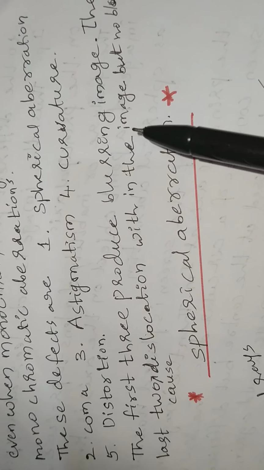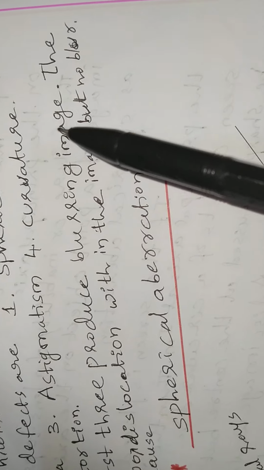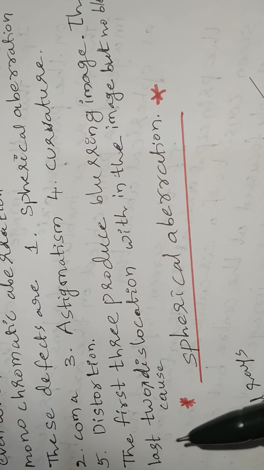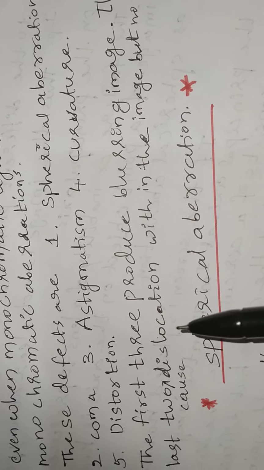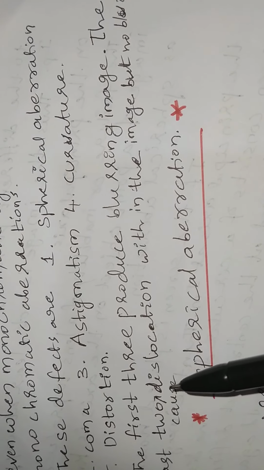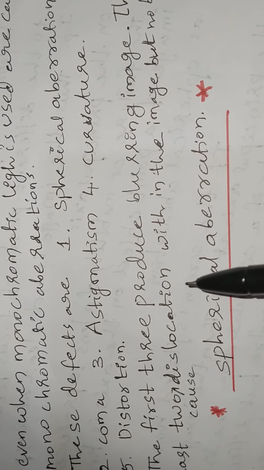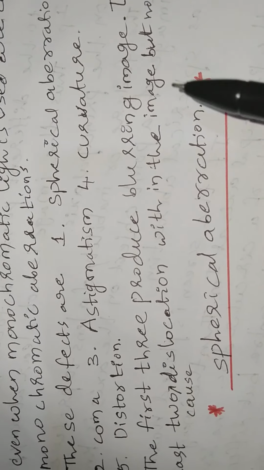The first three produce a blurring image, meaning the image does not appear clear. The last two cause dislocations within the image but no blur, meaning the image appears clear but some distortions occur in the shape of the image.